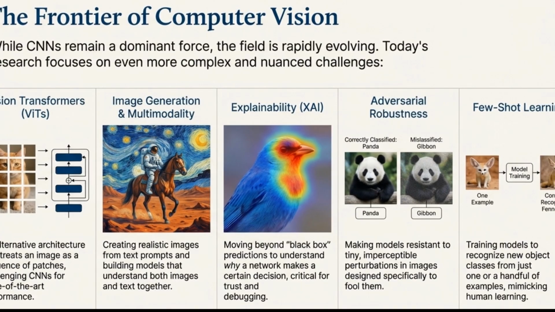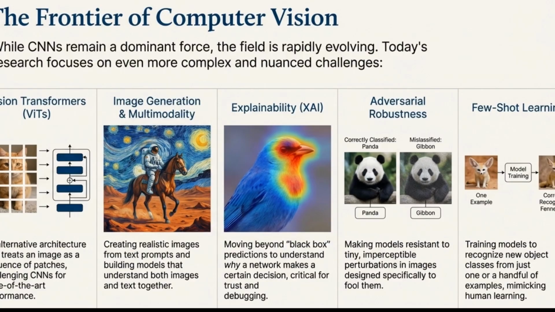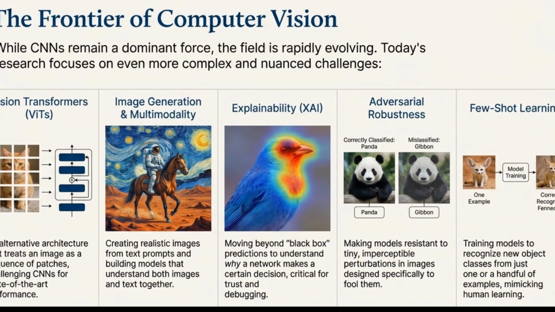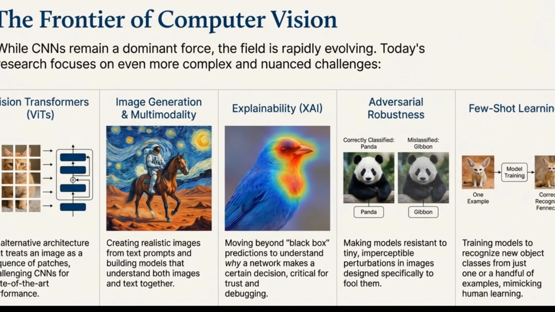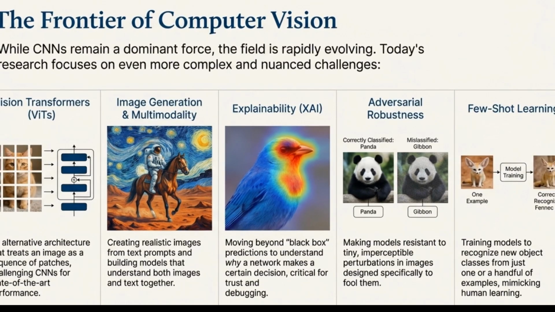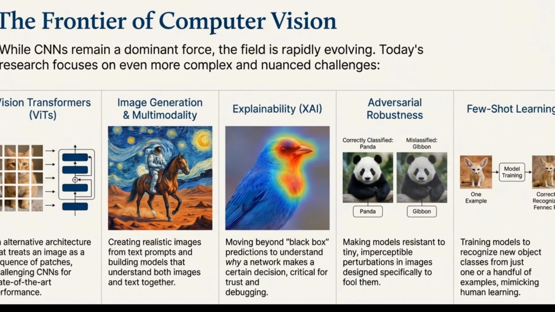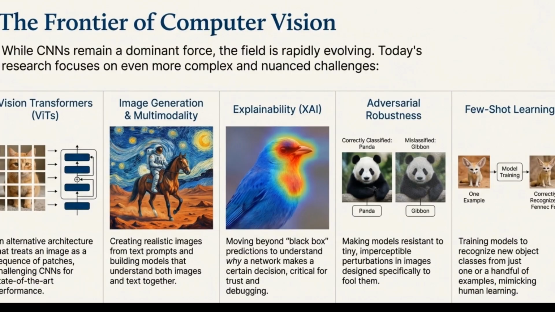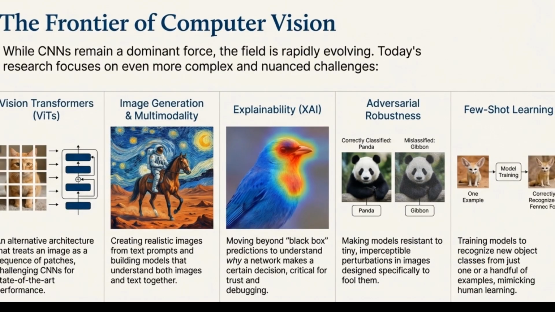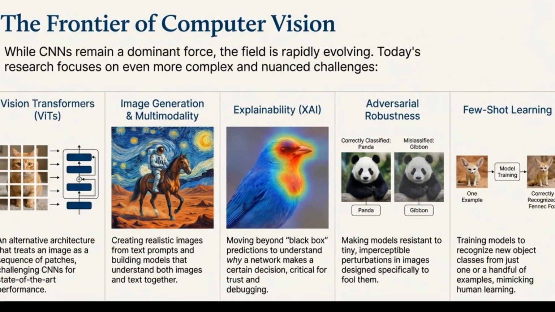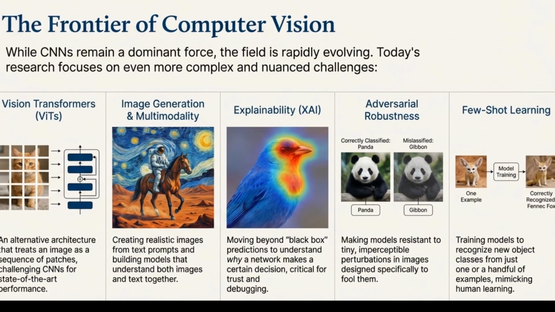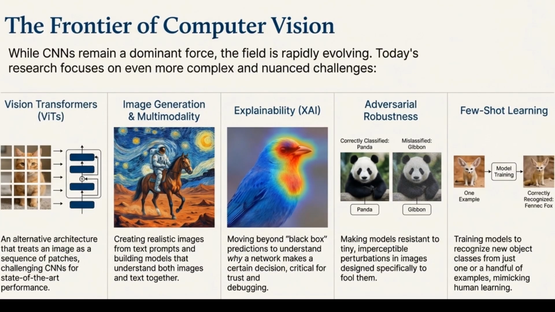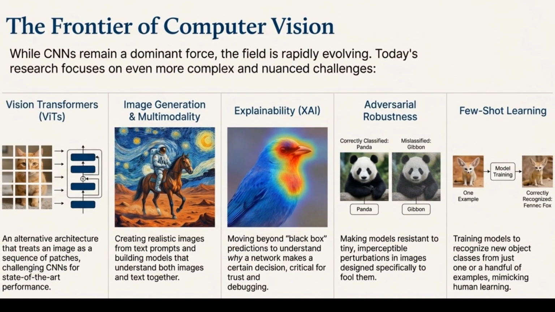Second, image generation and multimodality. Models like DALLE and Stable Diffusion create hyperrealistic images from simple text prompts, demonstrating models that understand and synthesize both text and image data together. Third, explainability, XAI. As deep learning models become critical in fields like medicine and finance, we need to move beyond black box predictions. XAI techniques generate visualizations, often heat maps, to show which parts of the image contributed to the network's final decision, critical for trust, auditability, and debugging.